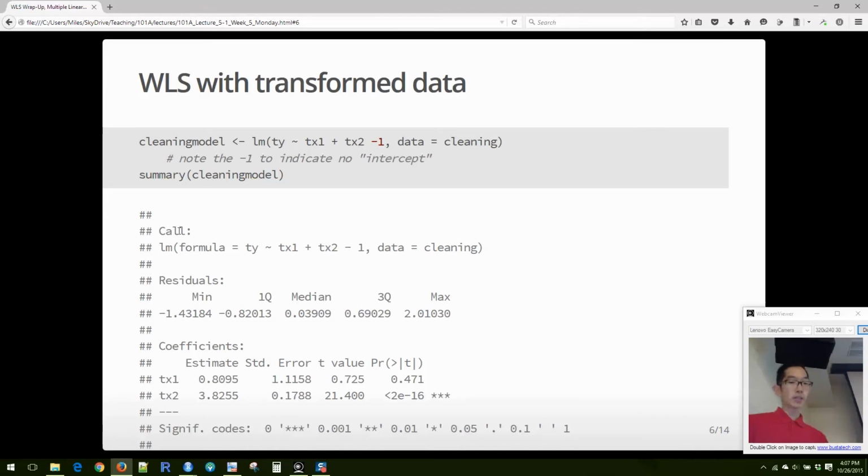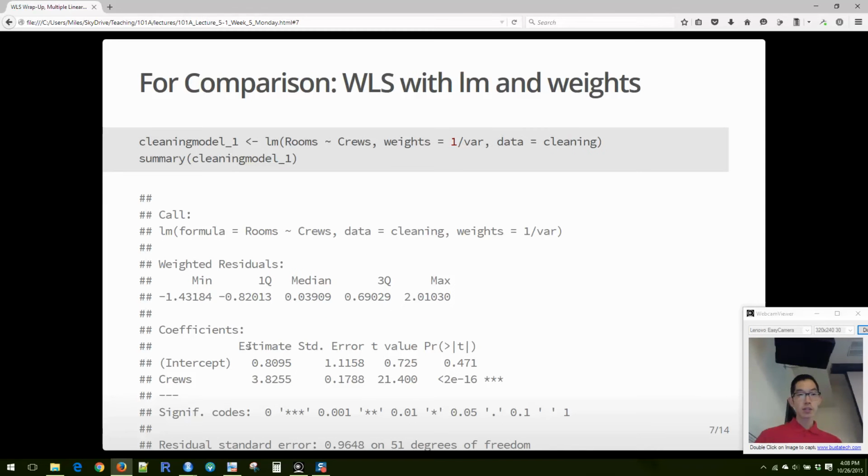Okay, and so here are the results of our weighted least squares model. Okay, tx1, tx2, all of this. And so just to compare this, this is what we had last time. We did rooms as explained by Cruz, and we did weights equal to 1 over variance.